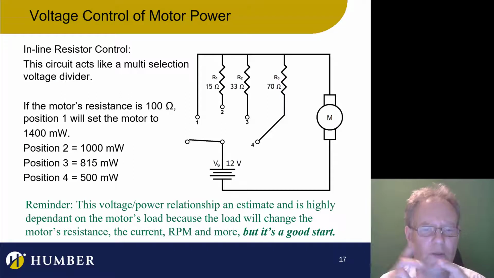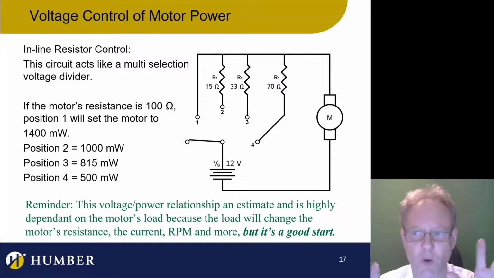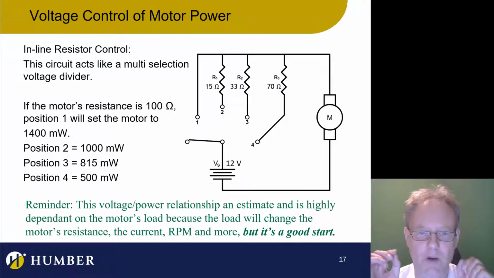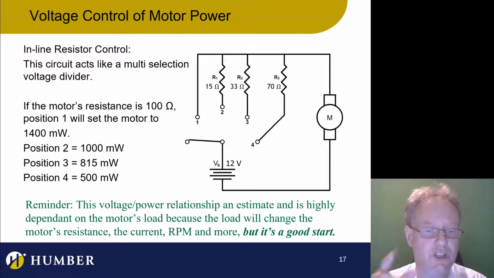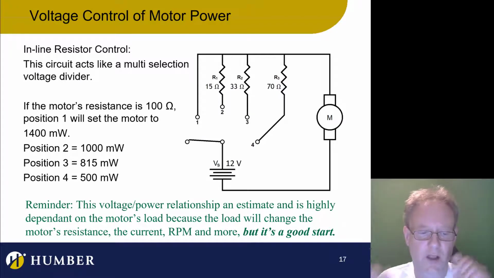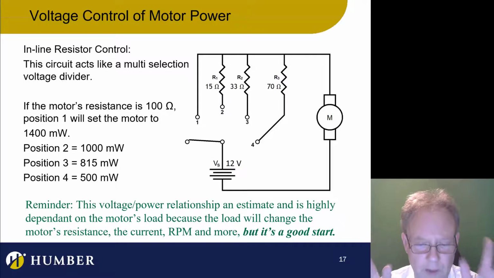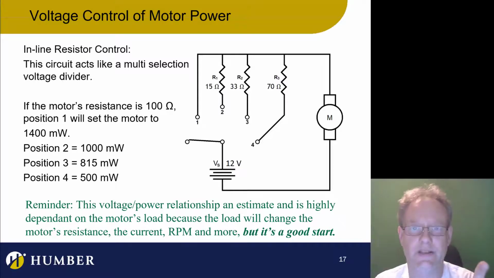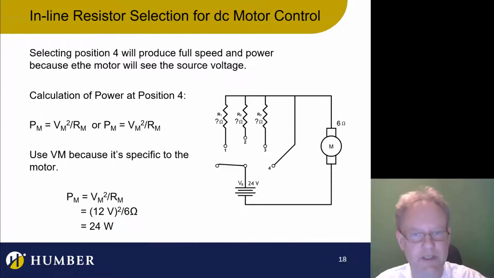So the motor's resistance is 100 ohms at position 1. At position 1, there's no other resistance anywhere, and the motor is only 100 ohms. So the motor's actually seeing 12 volts. That's fine. At position 2, we get 1,000 milliwatts, and then 850, and then 500. That's fine. So remember, the voltage-power relationship is an estimate. It's just an estimate. We're going to work with that, but let's just continue on.